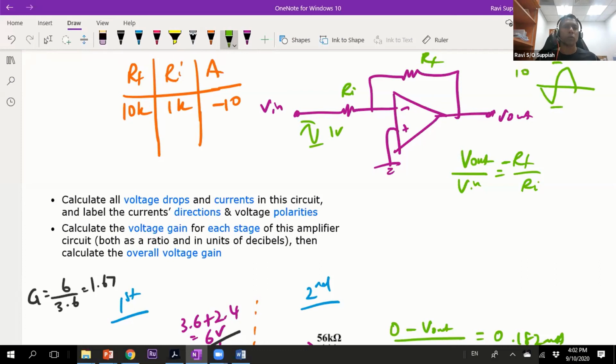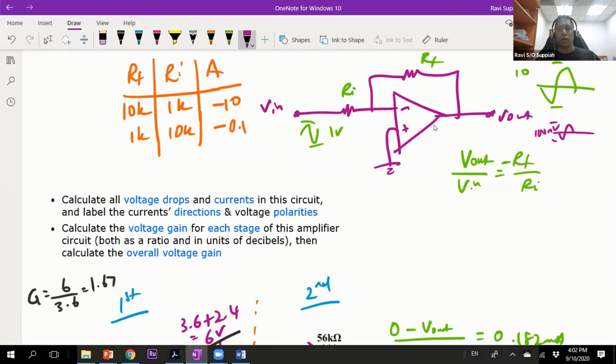But if I swap the resistors and put 1k here and 10k here, then what happens? It will become negative 0.1, a value lesser than 1. So if I put 1 volt inside, the output will be inverted, but it will be plus minus 100 millivolts. This is what you call attenuation. That means your output is now smaller than your input.